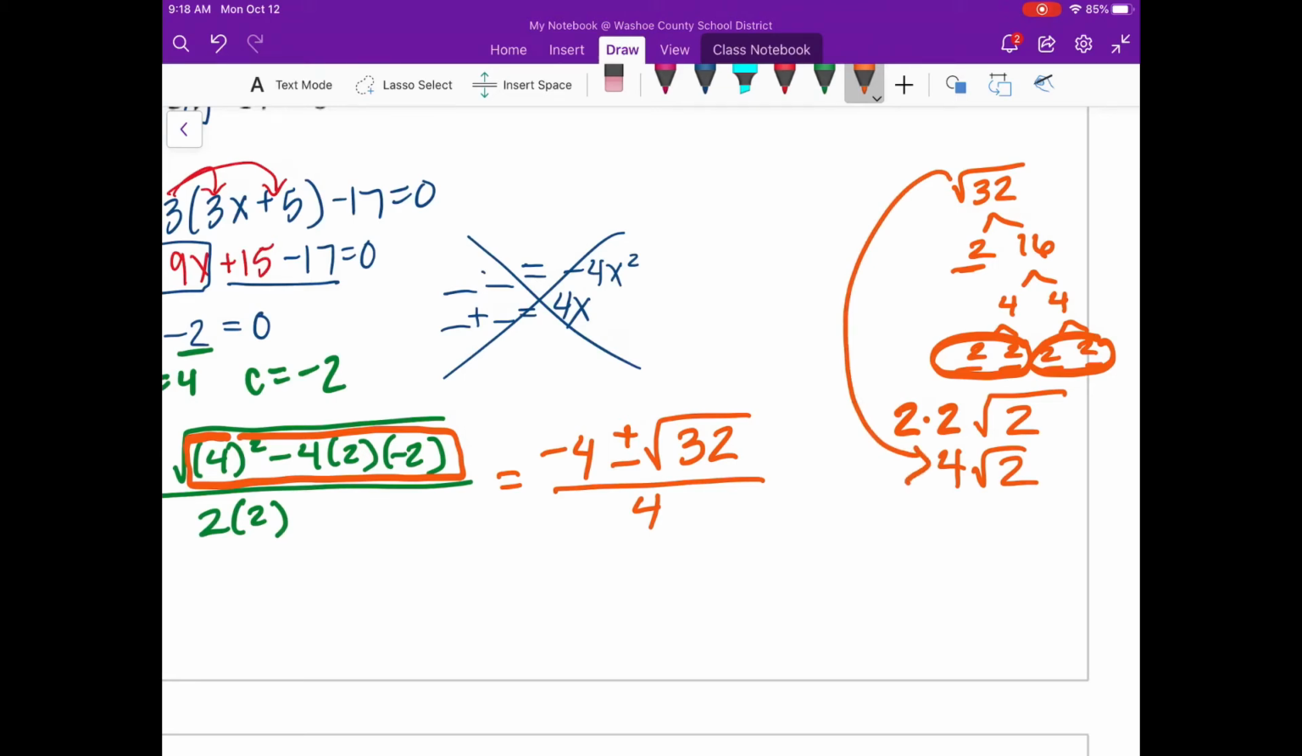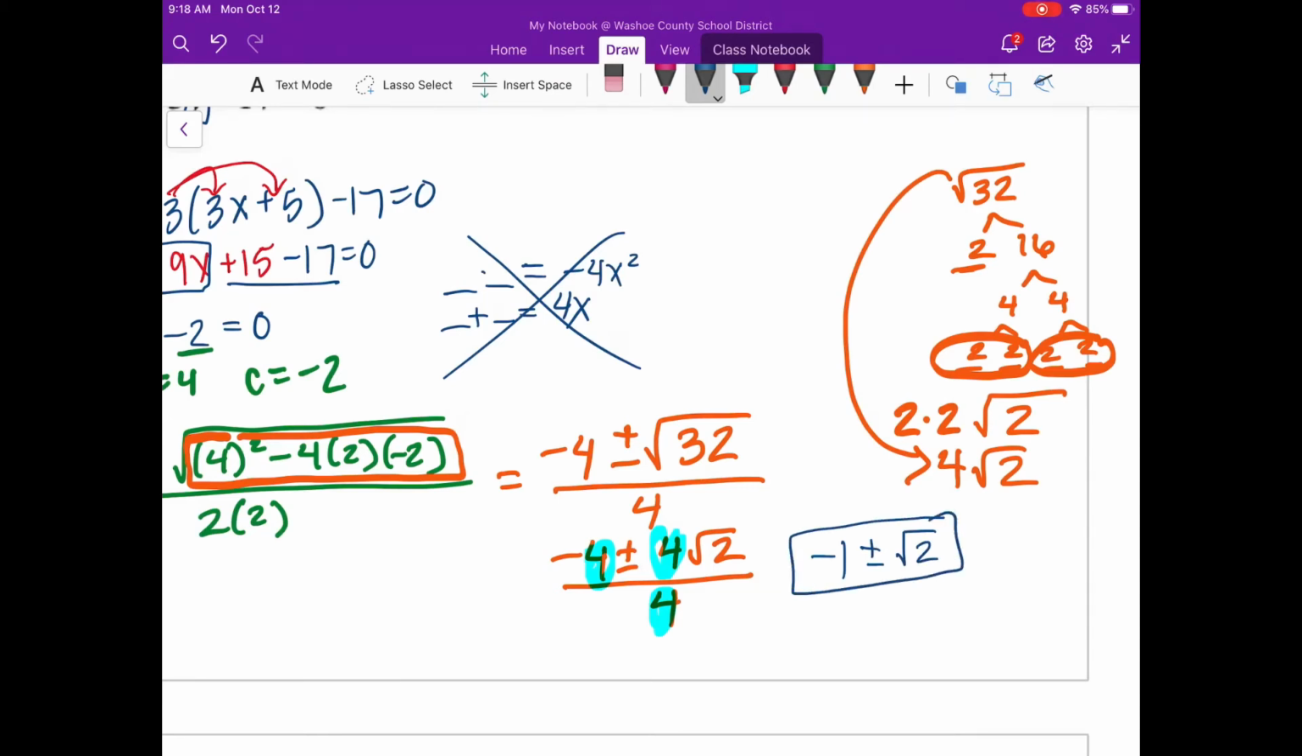So square root of 32 can be simplified as 4 square root of 2. So here I'm going to rewrite this as 4 square root of 2 instead of square root of 32. And the reason why I'm doing this is so I can simplify. I can divide everything here outside the radical with the 4 in the denominator. So then I can divide negative 4 divided by 4 gives me a negative 1, plus or minus 4 divided by 4 is a 1 with the square root of 2. So here are 2 answers, and because it's a quadratic, I do have 2 answers. So I have a positive and a minus.